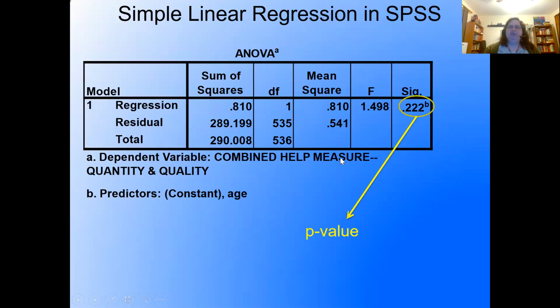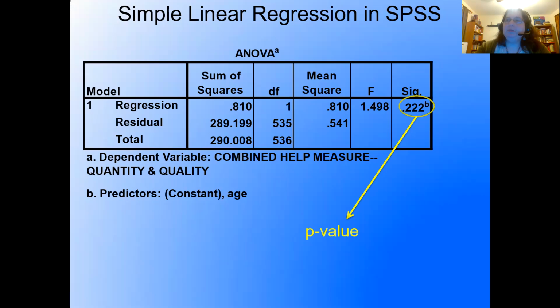Here we go. Here's our ANOVA. Remember, regression, residual, total. We look at the F, and most importantly, we look at the sig value, 0.222. This time, it's not significant. This time, it's not less than 0.05. So really, we can stop here, right? It's not significant. We shouldn't use this equation for prediction.